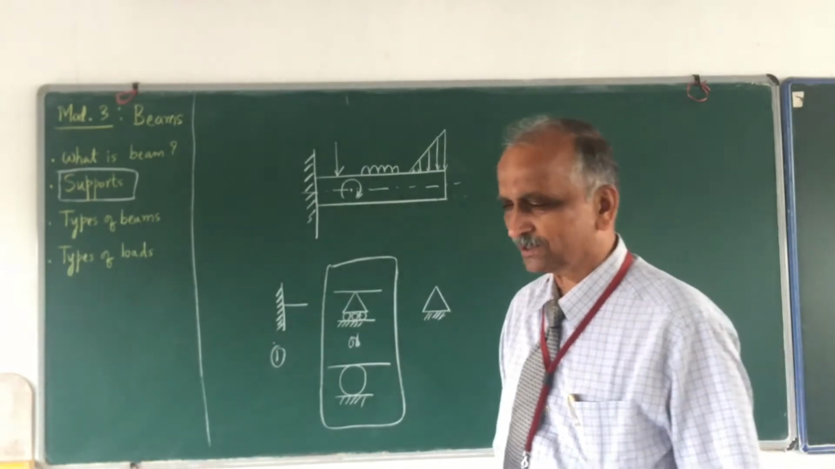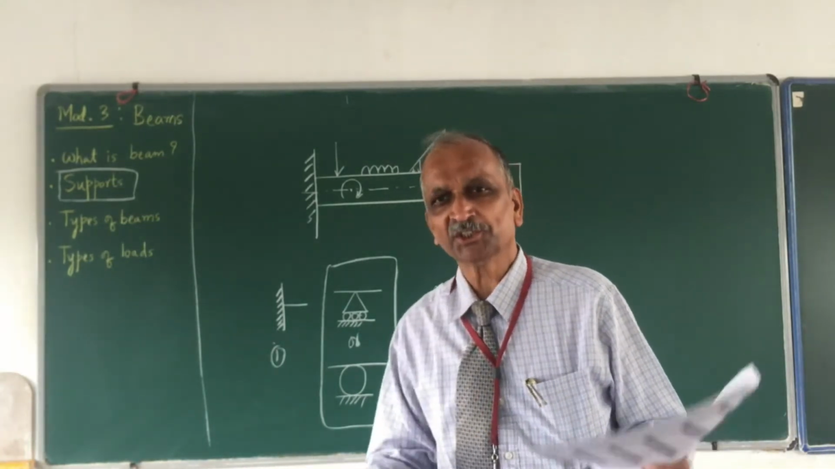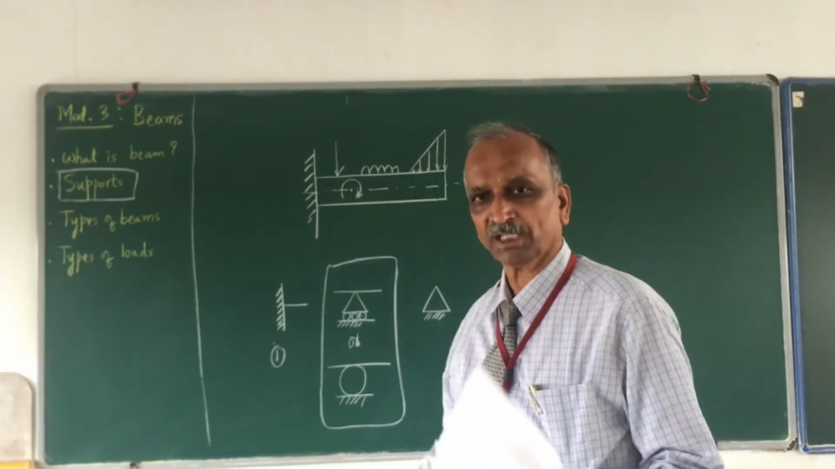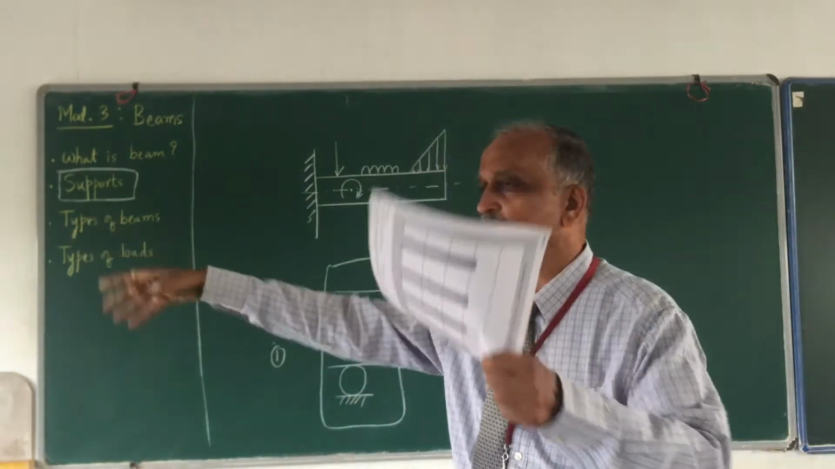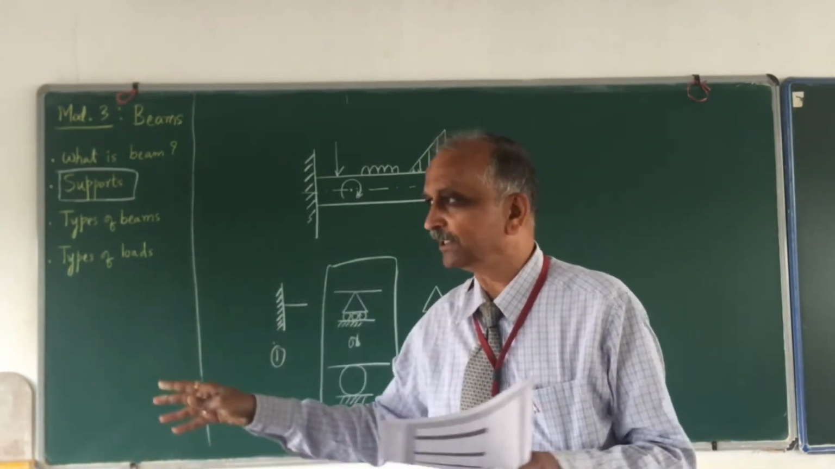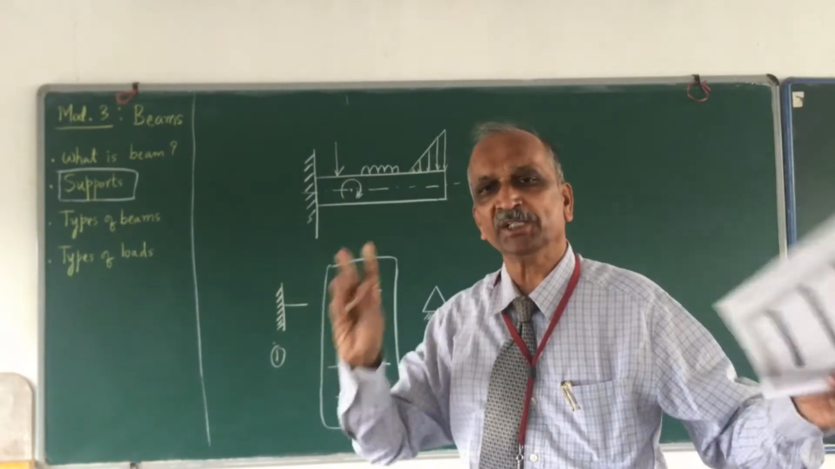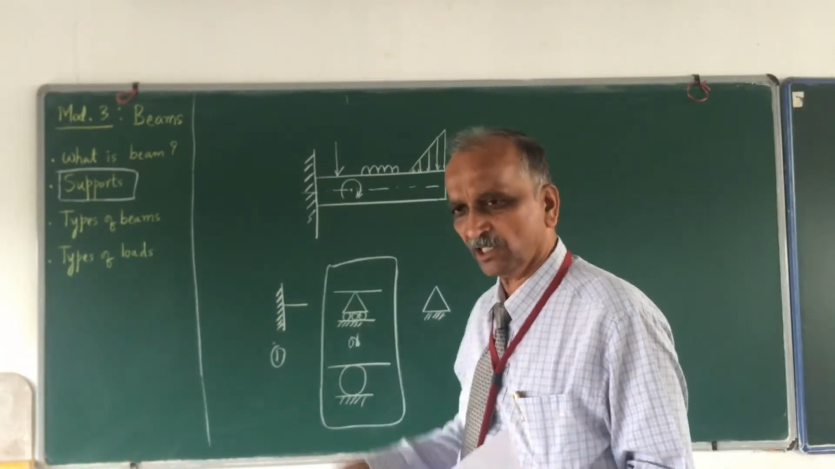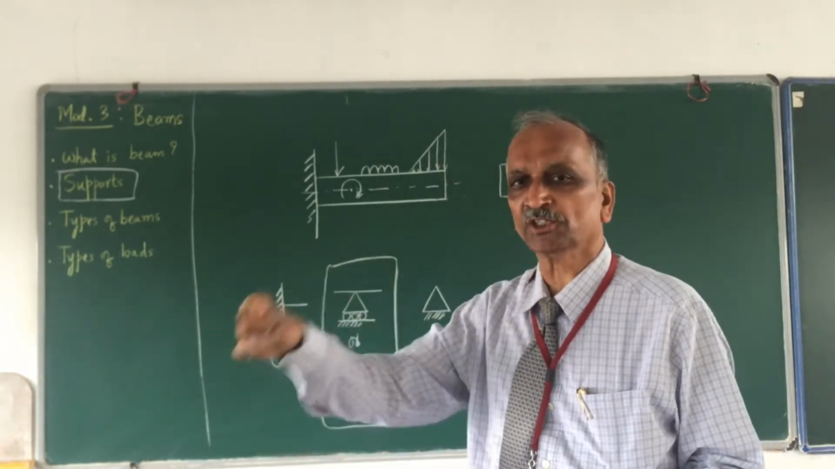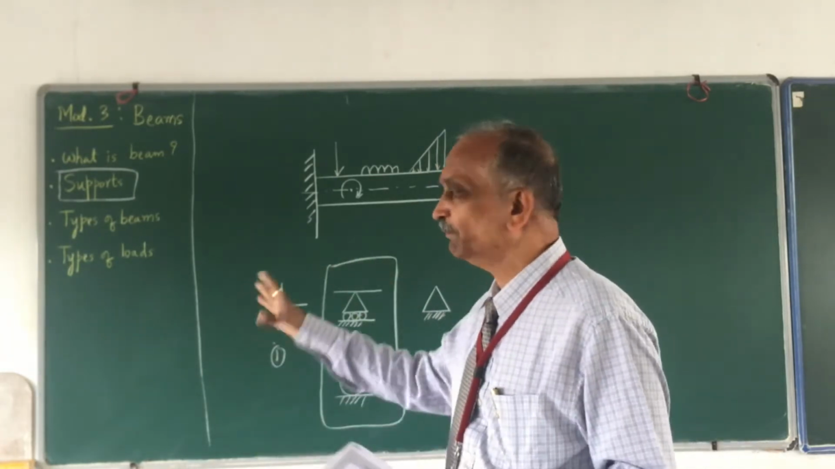What does a support do? A support basically restricts the movement of the beam. Say you put a wall to the room and you have only one door, that means only through the door you are going to enter, and all other walls are preventing any motion. Similarly here also, the support is going to put certain restrictions on the movement of the beam.